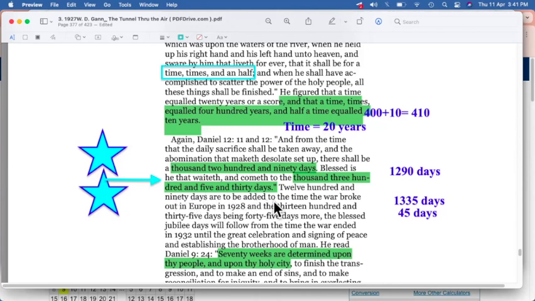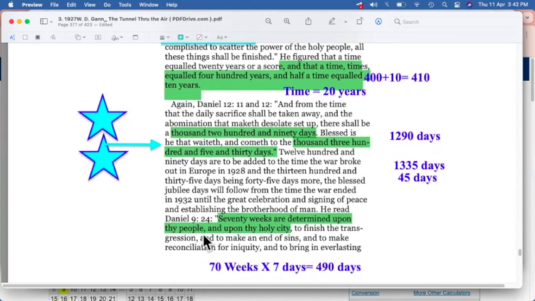1,290 days are to be added to the time the war broke out in Europe in 1928, and the 1,335 days being 45 days more. The blessed Jubilee Day will follow from the time the war ended in 1932. Again, we are getting a reference of 1932 over here. Probably we have something from 1928 to 1932. Again, this comes as a 5-year cycle, which is very important for us to understand, until the great celebration and signing of peace and establishing the brotherhood of man.